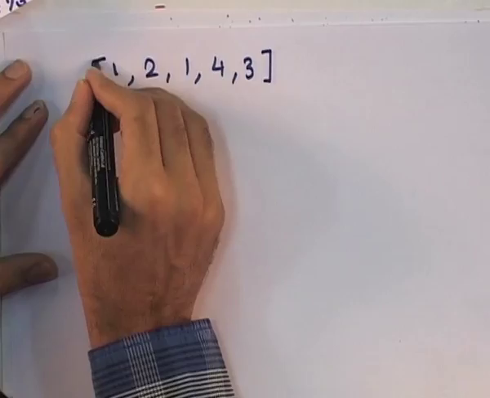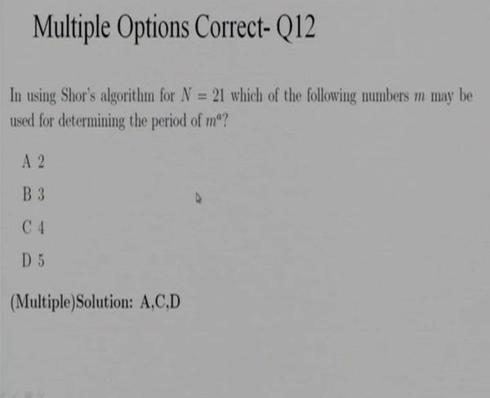So the last question is, in using Shor's algorithm for n equal to 21, which of the following numbers m may be used for determining the period of m raised to a? Now the first step of Shor's algorithm involves choosing a random natural number m, and trying to see if m and n are coprime. If m and n are coprime, then we proceed to finding the period. So the only thing we need to check is whether m is coprime with n, that is, whether the GCD of m and n is equal to 1.